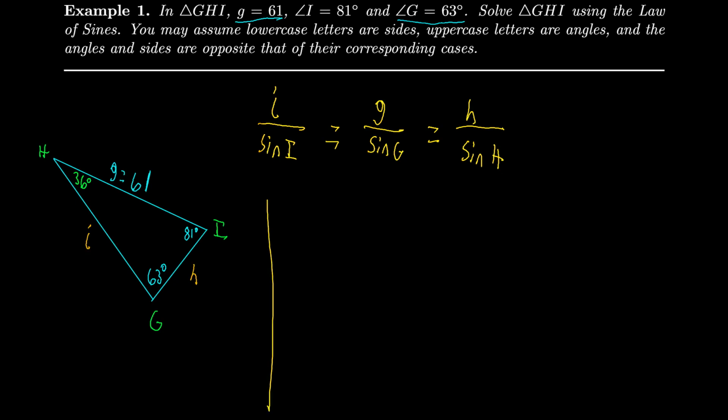So what we're going to do is we're just going to choose one of these. So let's figure out h, for example. So I know that we need h. We have the sine of h. Now I can relate h and I to each other if I want to. The problem is I don't know I either. But I do know the side g. So here's the three pieces of information that I'm going to use.